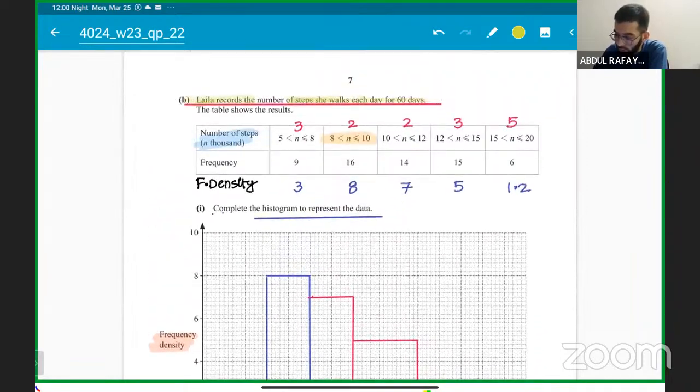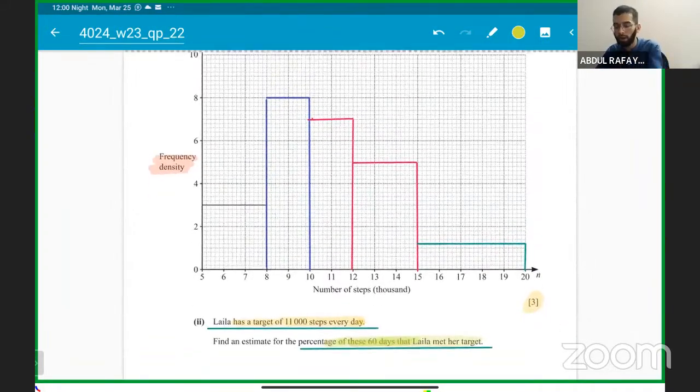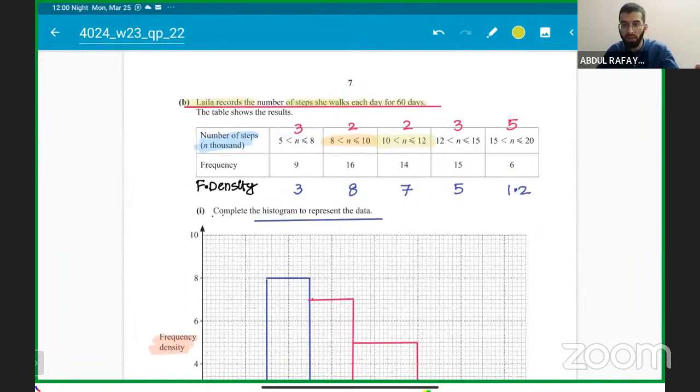So students need to understand what 11,000 steps will be here. Leila has to meet the target, so she has to do 11,000 steps or more. A target is something that has to be reached. So target does not mean less than. This is a very important question. A lot of students have already made mistakes in this. The examiner report also says that students made a lot of mistakes in this 2-mark question, that 11,000 steps is the target.